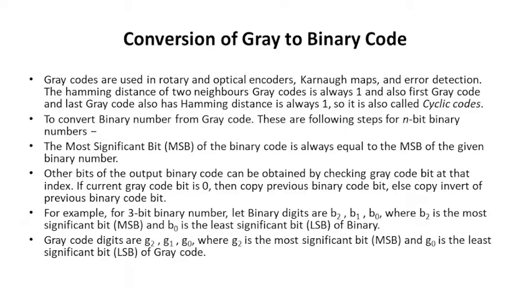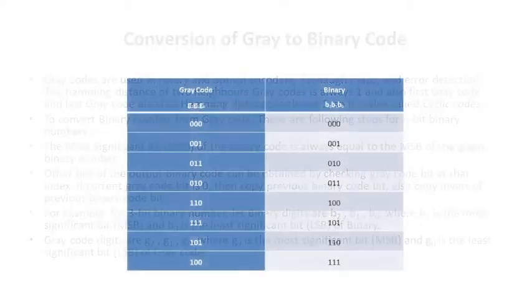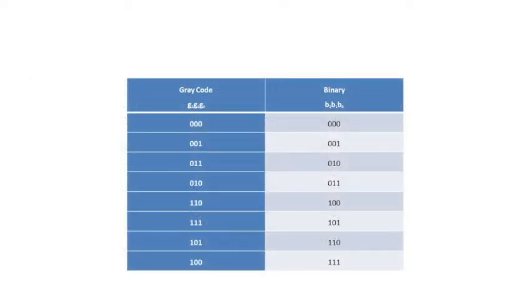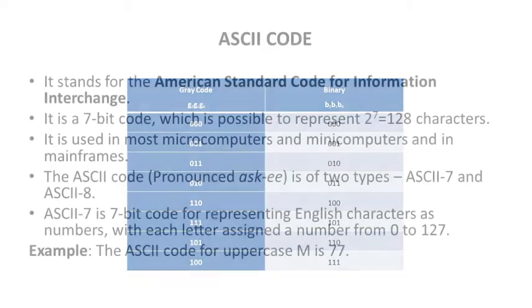For example, for a 3-bit binary number, let the binary digits be B2, B1, B0, where B2 is the most significant bit and B0 is the LSB. For gray code G2, G1, G0, G2 is the MSB and G0 is the LSB of the gray code. So this is the gray code conversion, just the reverse of that.